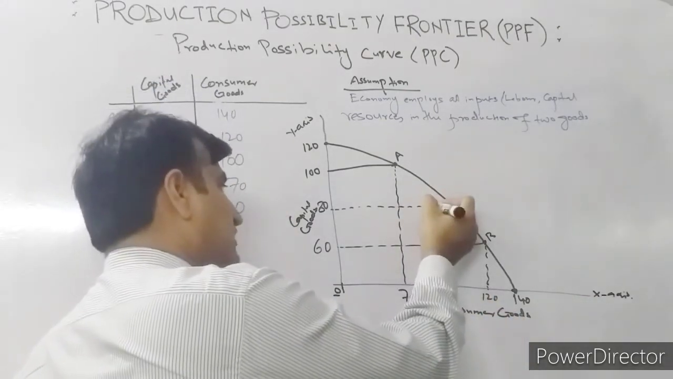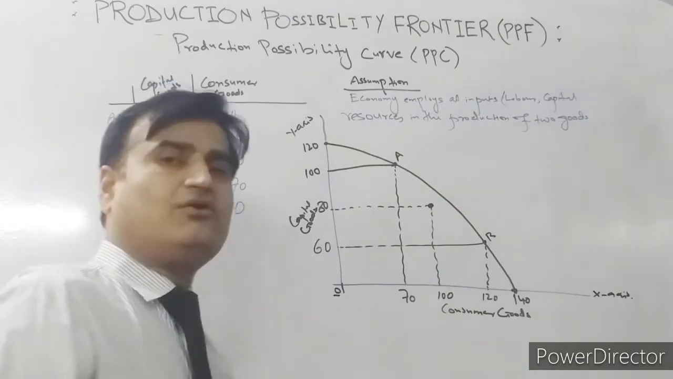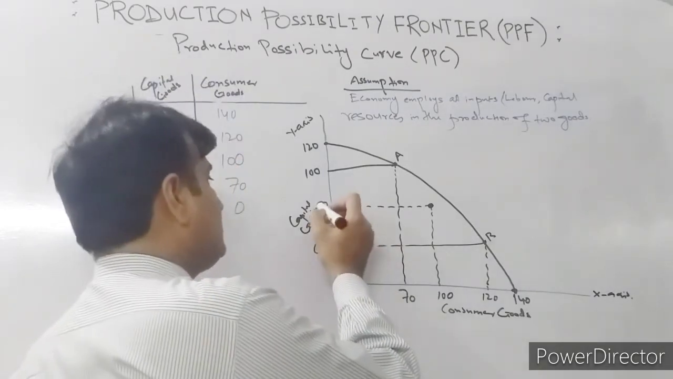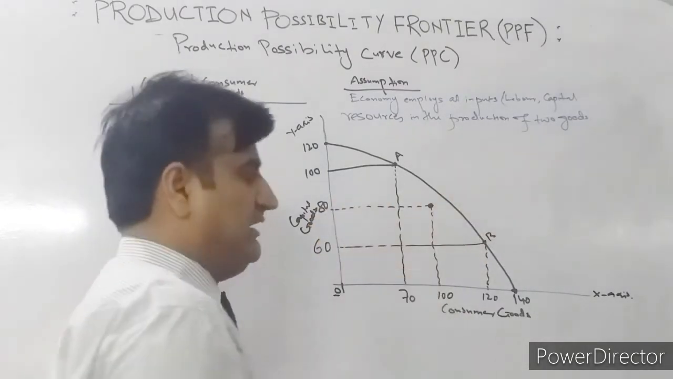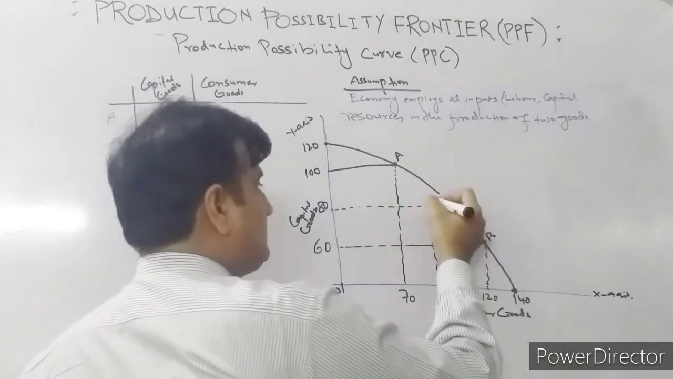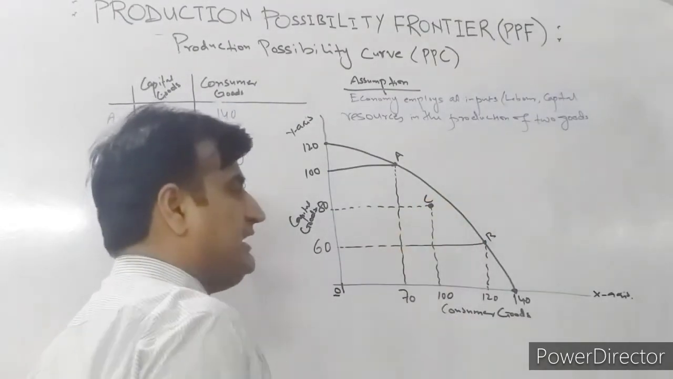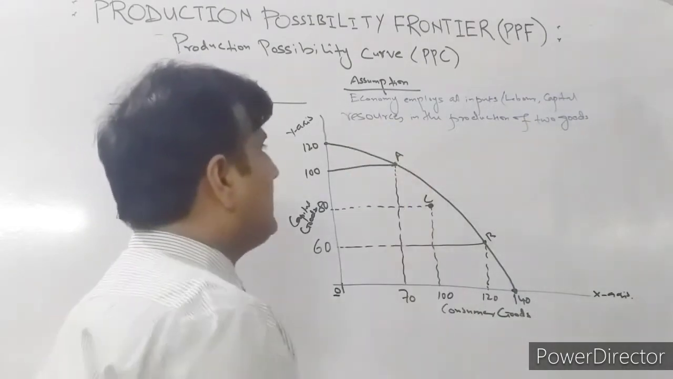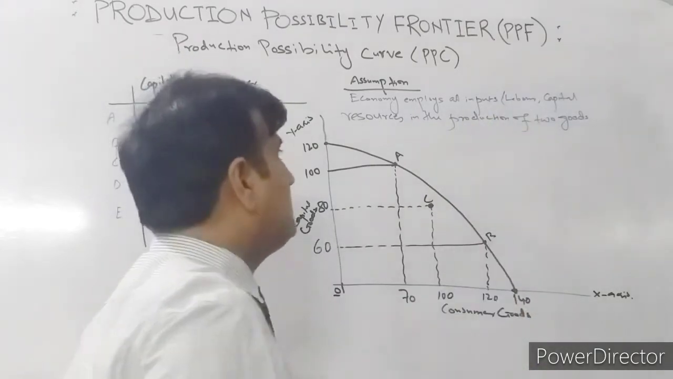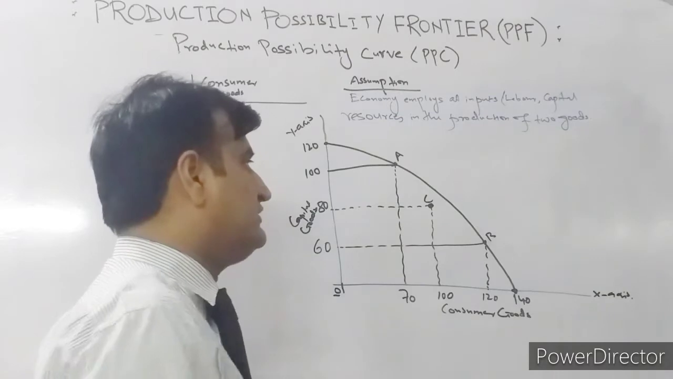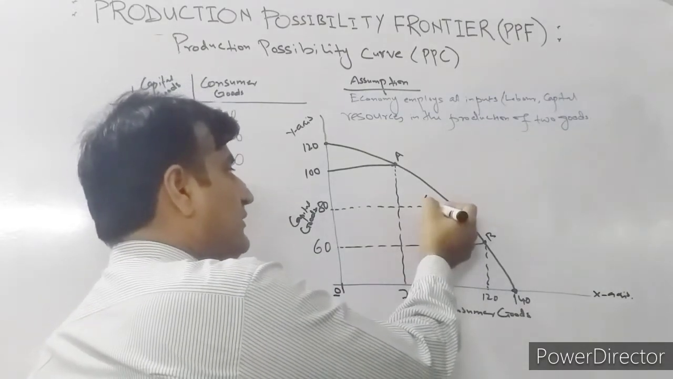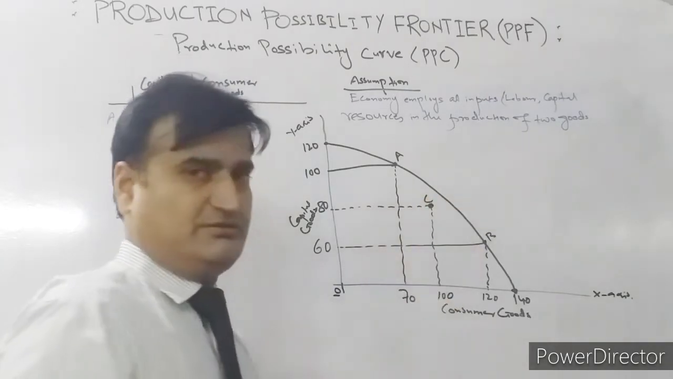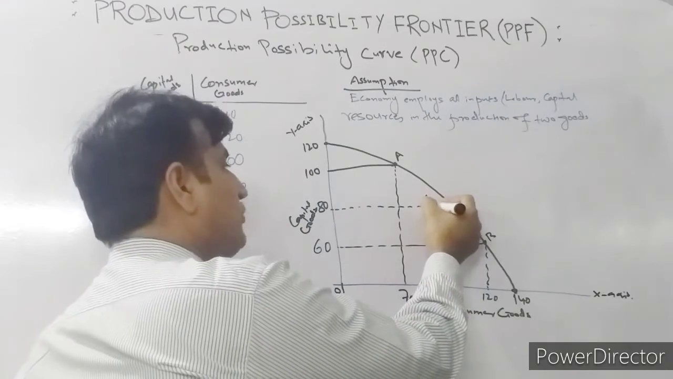And this option is also available to an economy, but the economy is said to become inefficient. The economy is producing inefficiently because it lies inside the PPF. This point, point C, lies inside the PPF. It shows inefficiency of an economy because our assumption is that the economy should employ all its inputs, labor, capital, resources, in production of two goods. It means the economy is not producing at the optimum level of output by employing all its resources. So this point is called an inefficient point.